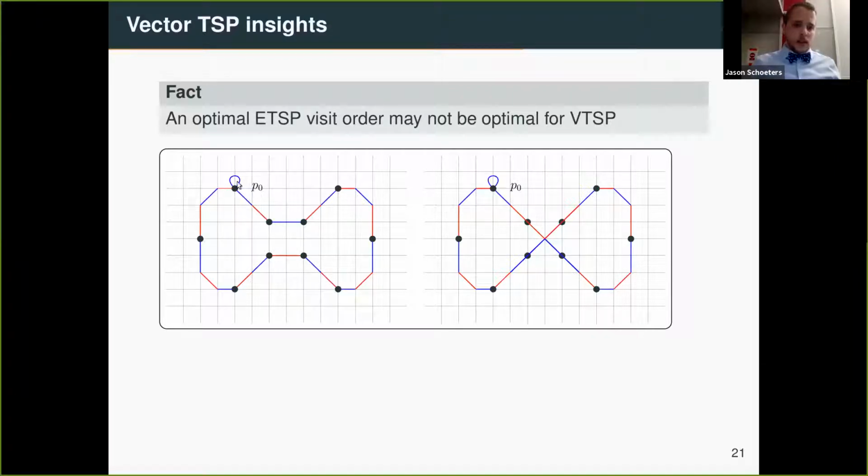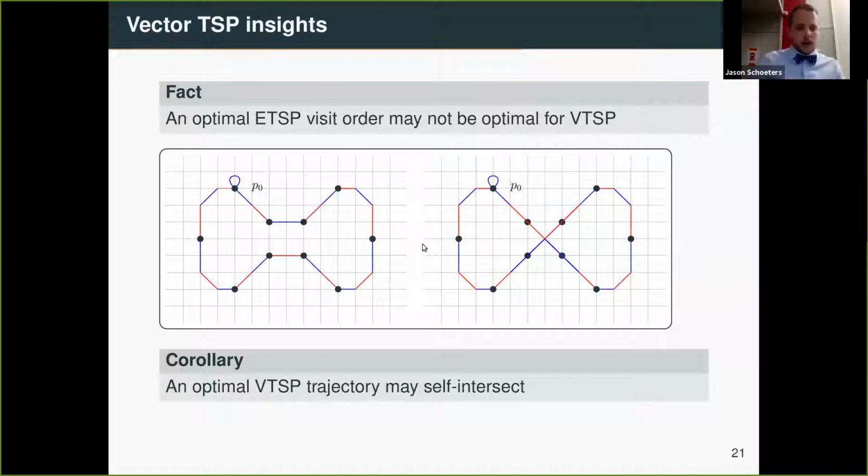And you can see that if you force the visit order to be the Euclidean optimal visit order over here, then you obtain some result over here, but which is not optimal because over here you have a better result. So this is actually the optimal result for this little instance. And you actually do a little crossing like here in like an 8 formation. And this actually saves 2 vectors in this example. And it's a nice little corollary. This also shows that an optimal vector TSP trajectory may in fact self-intersect, which is the case over here.